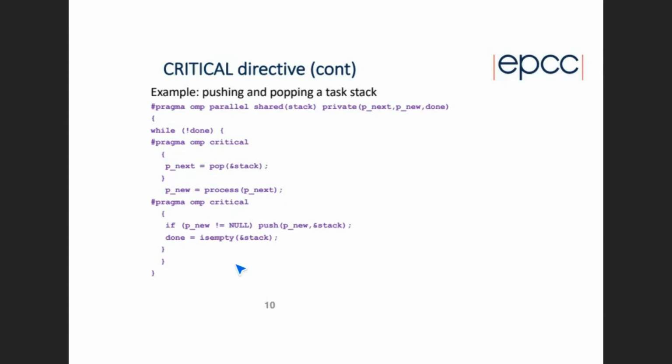But the order in which threads arrive at that first pragma critical region is unknown. It's not necessarily also the same order at which they arrive at the second critical region. It could be completely different. So there's no implied order in which the threads execute the critical.